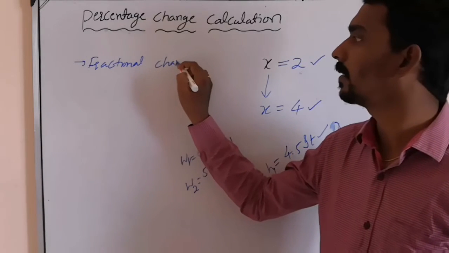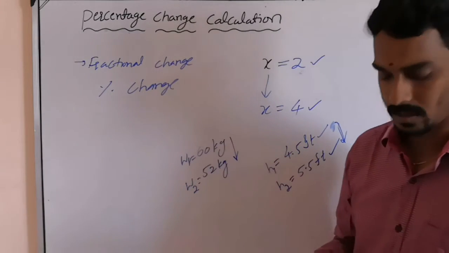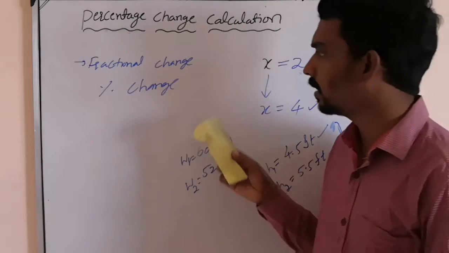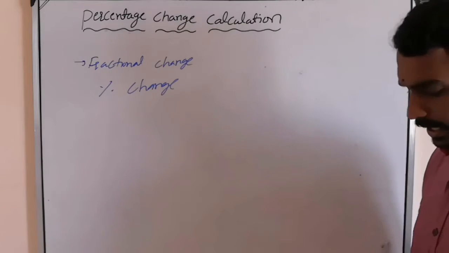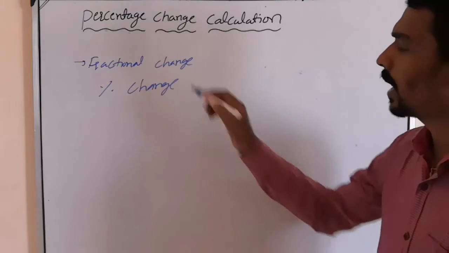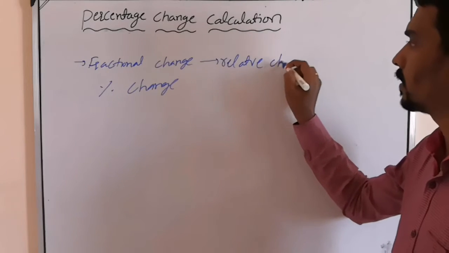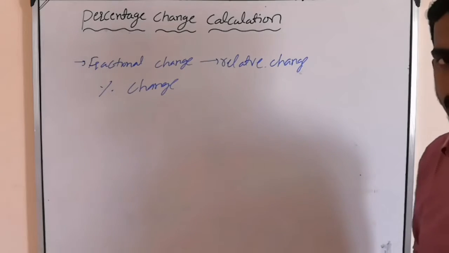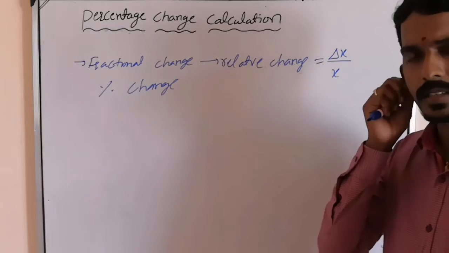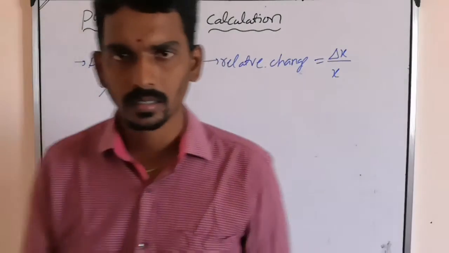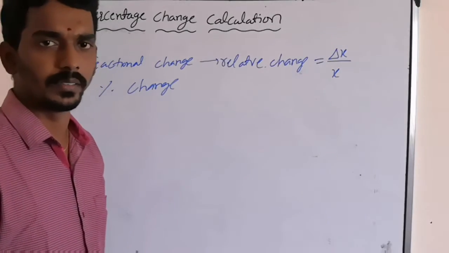fractional change and percentage change. What is that? Fractional change and percentage change. So here fractional change is also called relative change, that is delta x by x. X is the quantity like height or weight, anything. X can be any quantity.